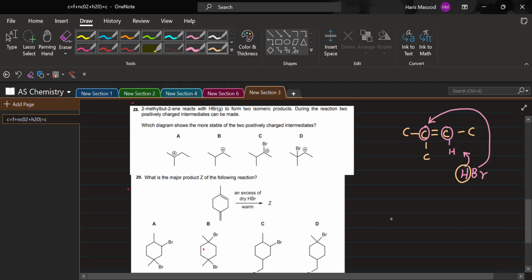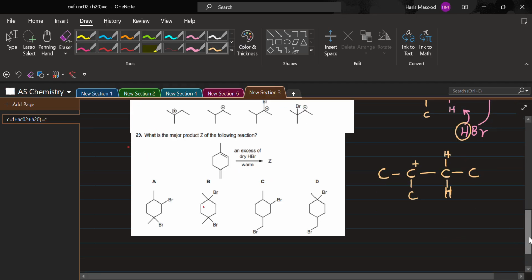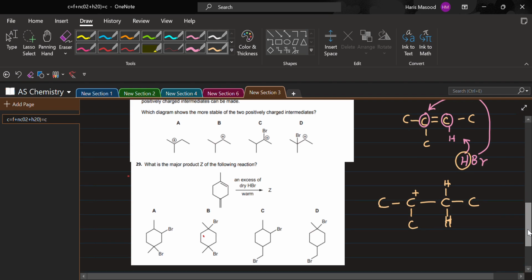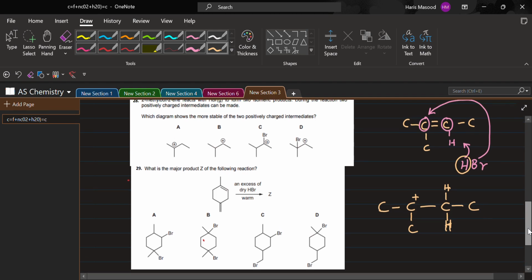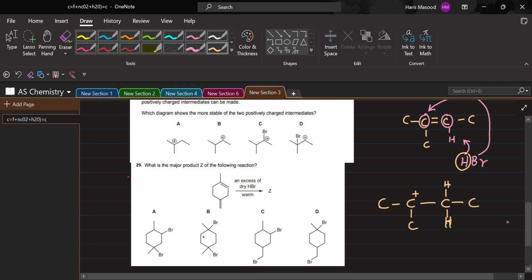The Br is left. So it will be something like this, that carbon will become the carbocation, and on this carbon we have attached our hydrogen, the incoming hydrogen. Clear? So we have not attached the Br yet. Okay, Br will be attached in the final state. In the intermediate state, only hydrogen is placed there.